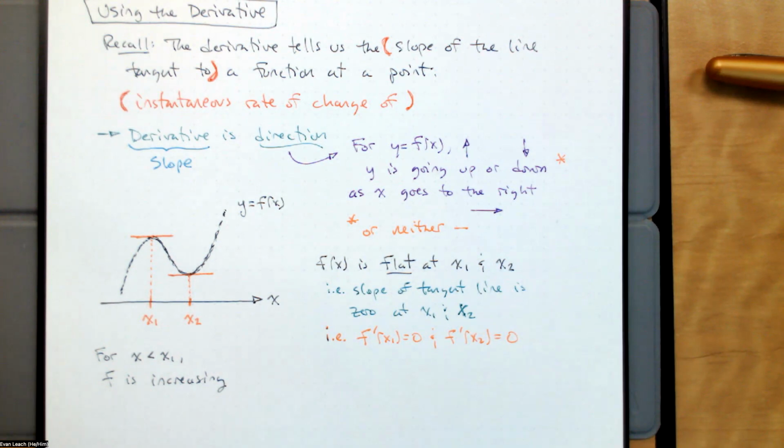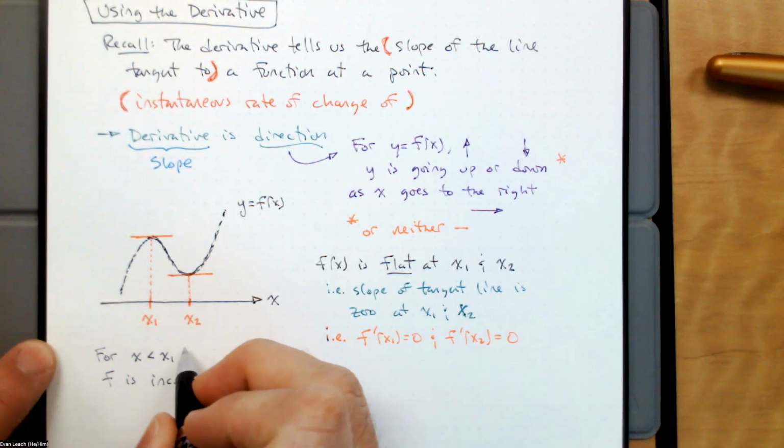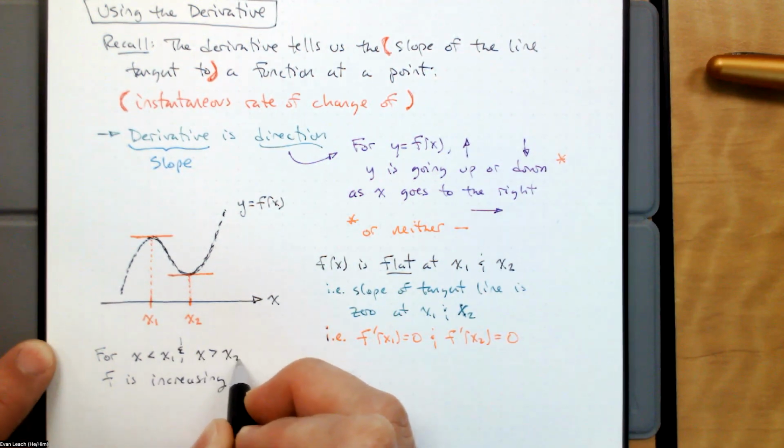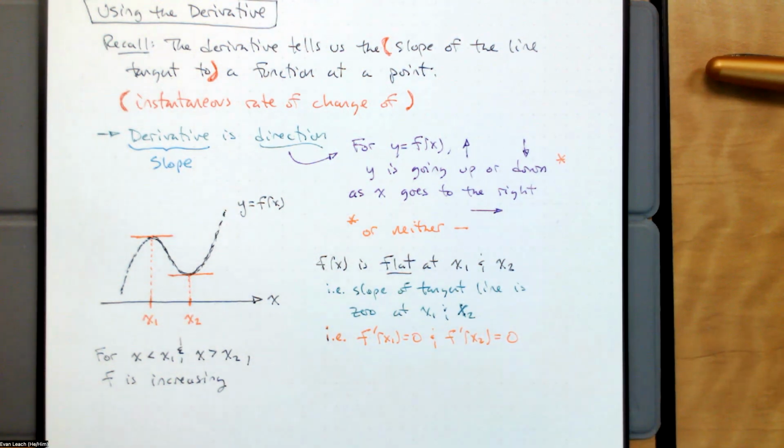The same is true for x greater than x2. So before x1 and after x2, when we look at the values of the function, reading from left to right, we see the values of the function going up. So for x less than x1 and x greater than x2, f is increasing. That's how we're describing the direction. The only directions we have to choose from are up and down, and y is going up on those intervals.